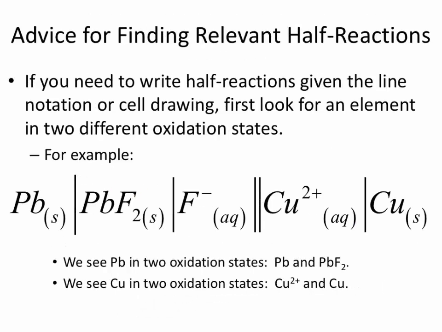Now, if you need to write half reactions given the line notation or cell drawing, first look for an element in two different oxidation states. For example, if we're given this line notation, we know, of course, we have a salt bridge and we have a number of places where the phase is changing. Now, we see lead in two different oxidation states. We see lead over here as lead 0 and here as lead 2. And then we see copper here as copper 2 and as copper 0.